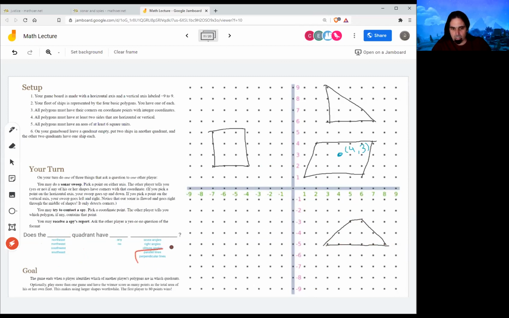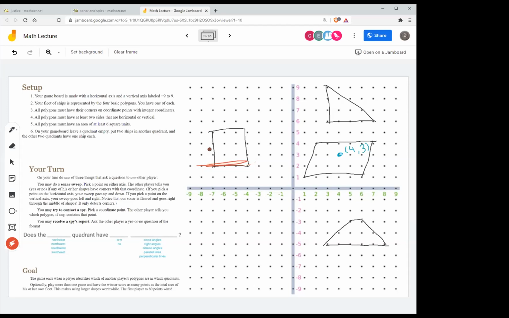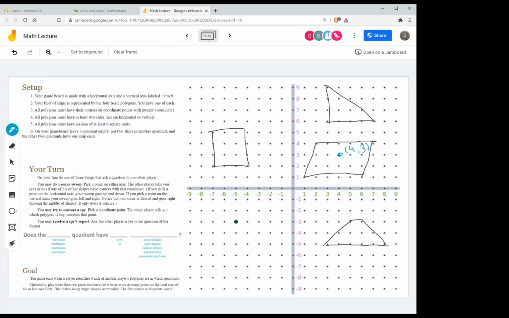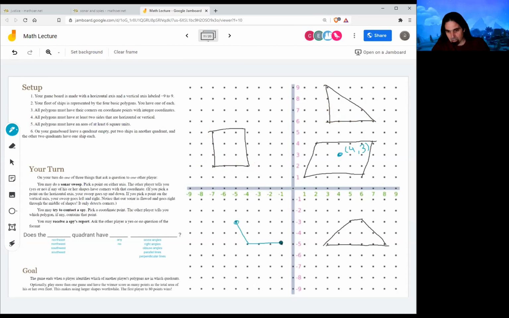Which shapes have perpendicular lines? None. That's the same as the right angles. So rectangles do. And just because we're requiring you to make sides horizontal or vertical, then these triangles will. It's easy enough to draw a triangle that doesn't have any perpendicular lines, but we're not allowing you to do that in the game.